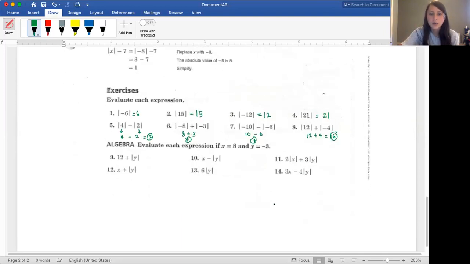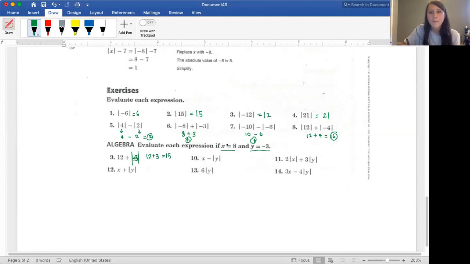So now let's practice substituting the values for x and y into our equations and working them out. So here it says x equals 8 and y equals -3. So let's plug the values into the equation and work out what the problem would be. So I've got 12 plus y. Well, y is -3, but I've got absolute values around it. So I'm going to put that -3 within the absolute value where y would go. And when I'm looking at this, what I have is 12 plus 3. And so the answer would be 15.